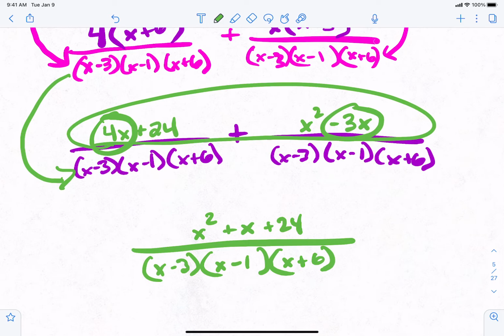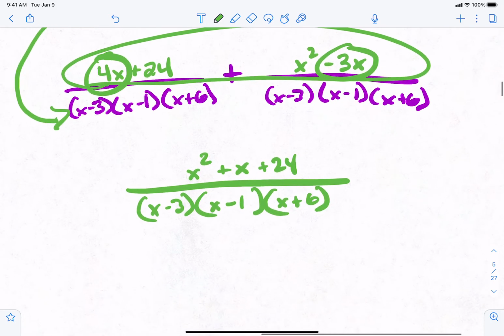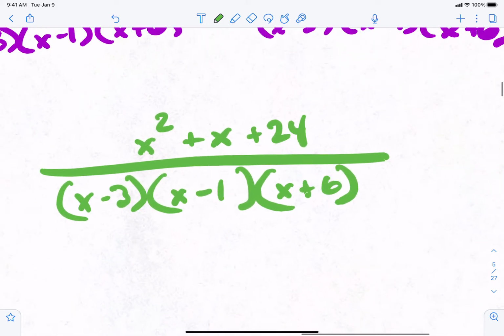Good? Now, the 5th period class said, wait a second, isn't that top a trinomial? Can't you break this guy down? What can you multiply to get 24, but when you add them, give you 1?